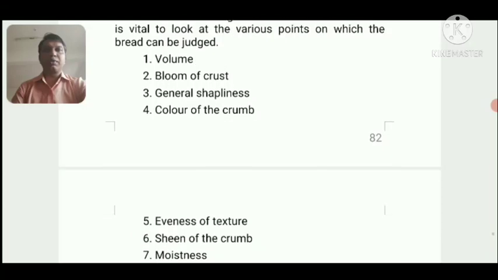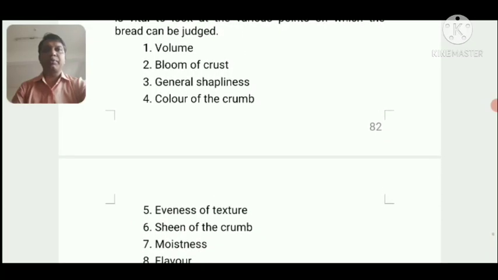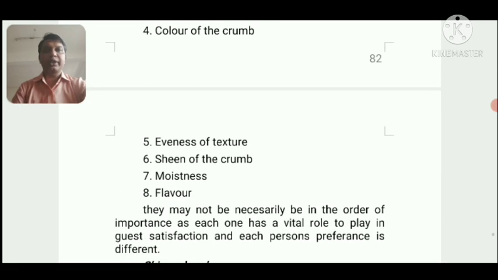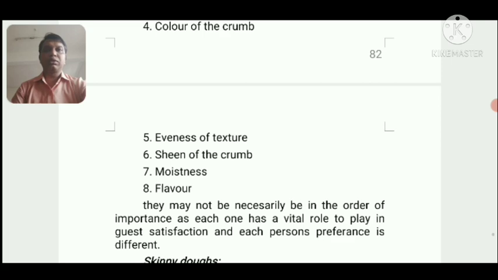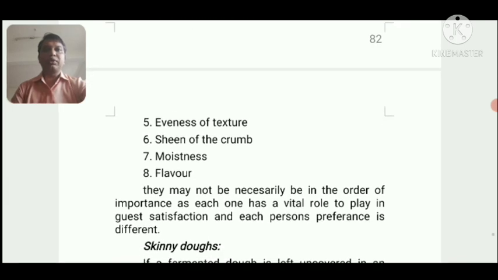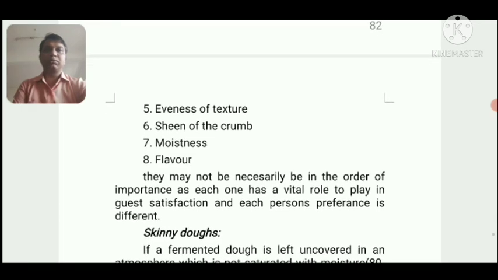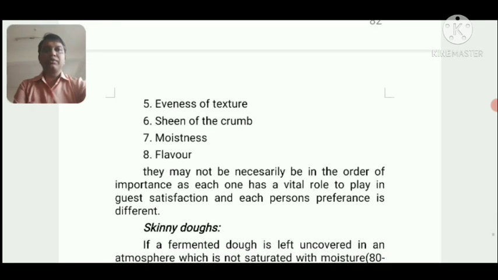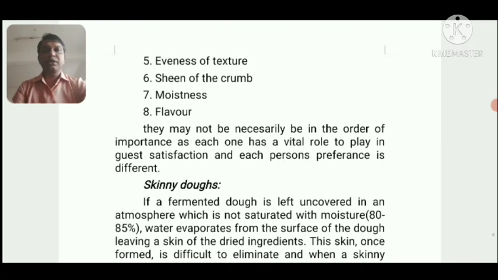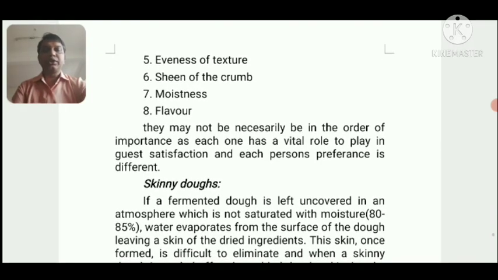The color of the crumbs of the bread, their whiteness, also decides the quality of bread. Then the evenness of the texture: the bread should look the same from one end to another end. Moisture content of the bread and the flavor of the bread are some of the points on which we can judge the various qualities.